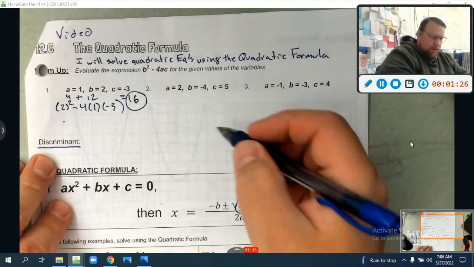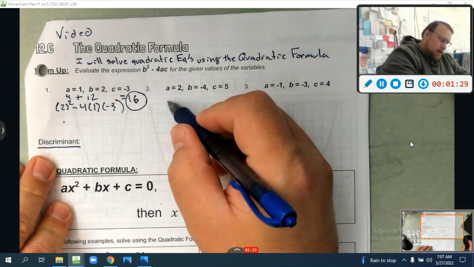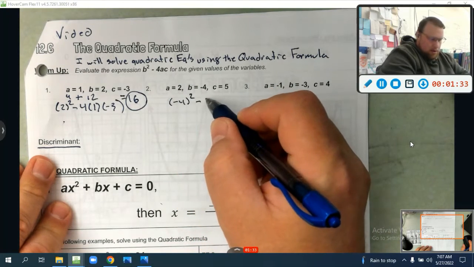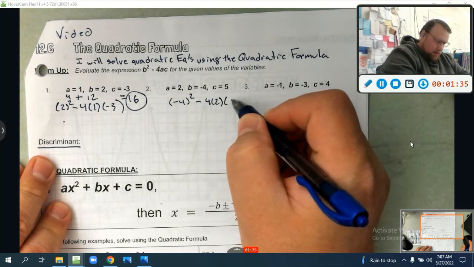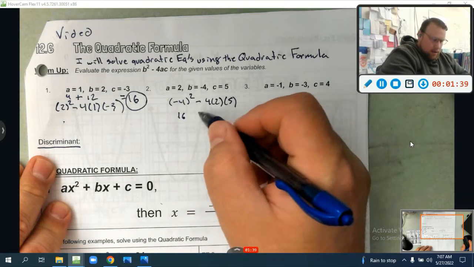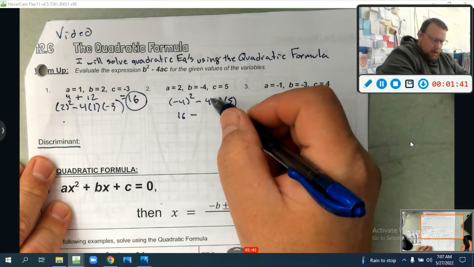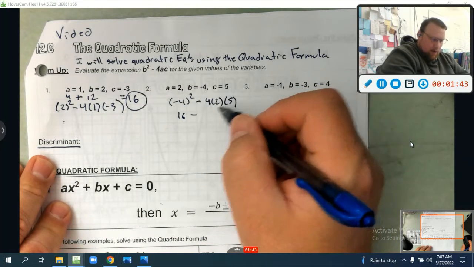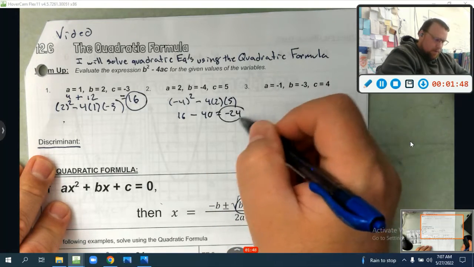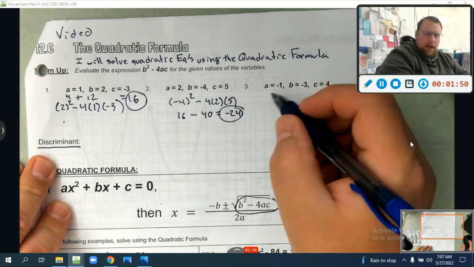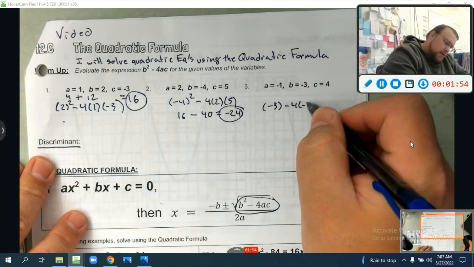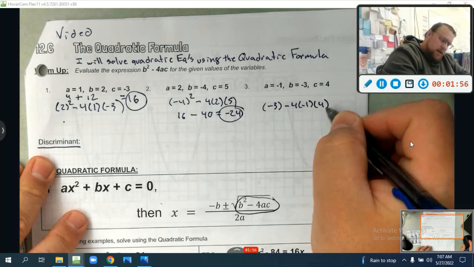Boom, right there. Right here again, I have b squared, so that's negative 4 squared, minus 4 times a times c, which is going to be what, 16. And then just one minus sign, and 4 times 2 is 8. 8 times 5 is 40. It's going to be negative 24. Okay, perfect.